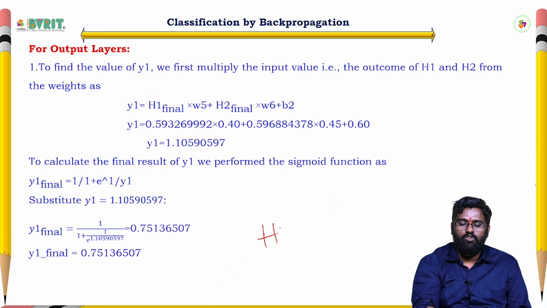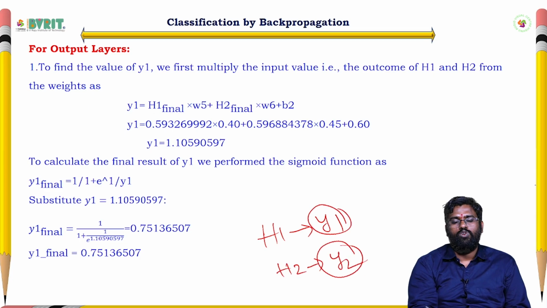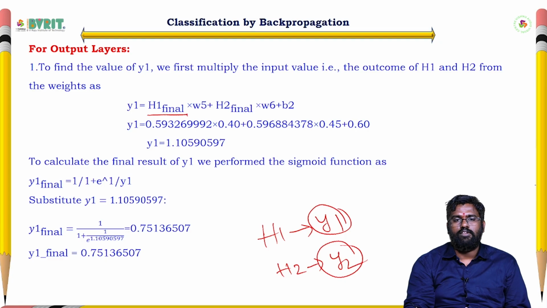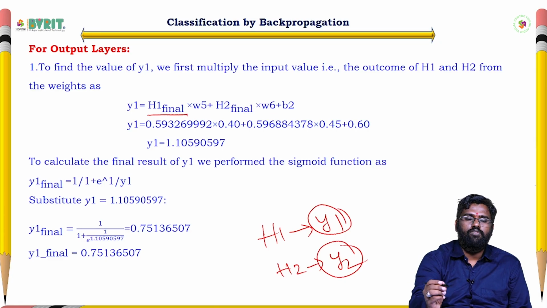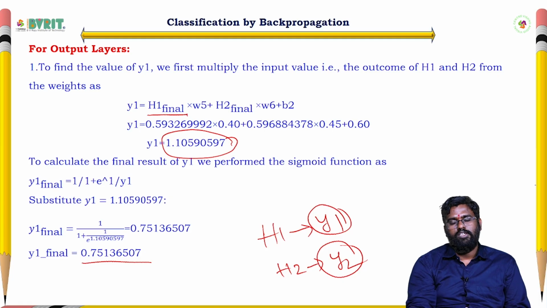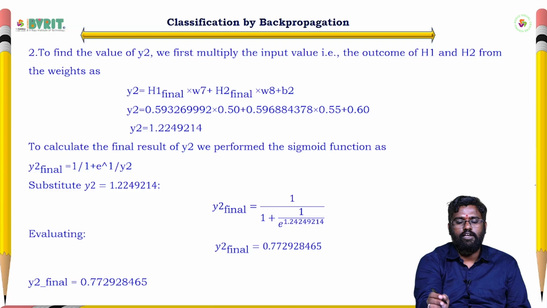What do we have to do? Now we need to calculate h1 to y1 and h2 to y2, the lines connected with y1 and the lines connected with y2. We already have the h1 value, so I wrote h1 final multiplied by its weight, then h2 final with its weight, plus the bias value. After substituting, we get the y value as 1.10. Then we calculate the sigmoid function, and we get 0.75. Similarly we calculate y2, and the y2 final value is 0.77.